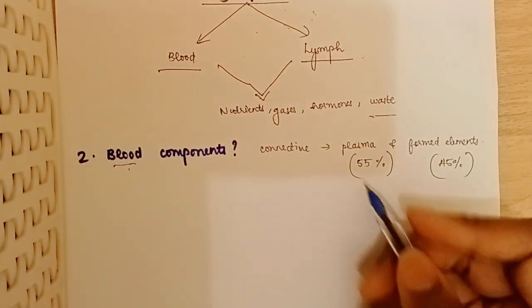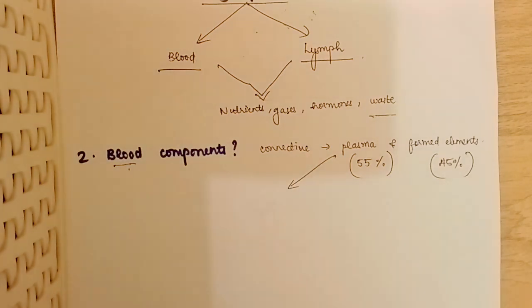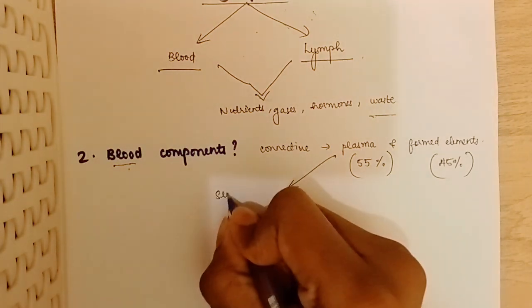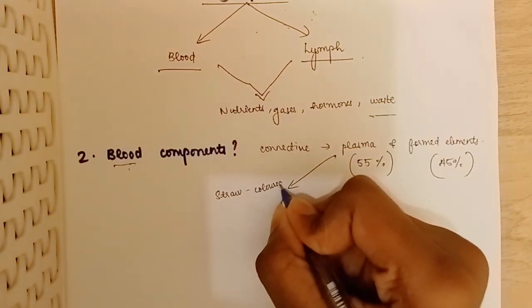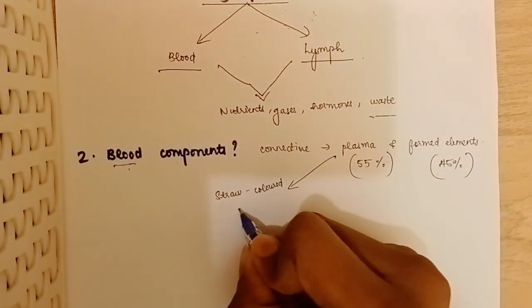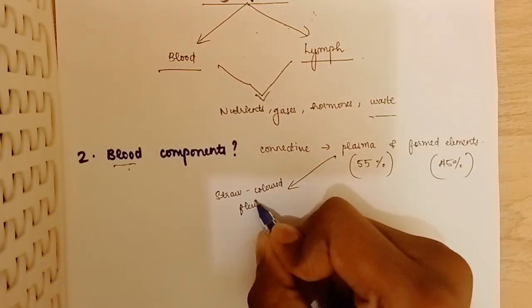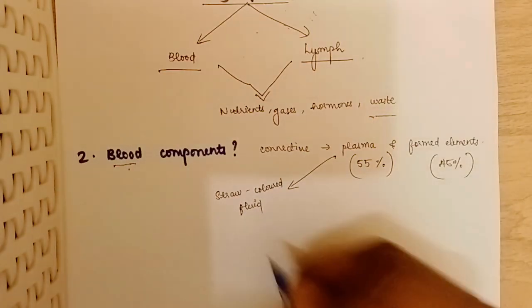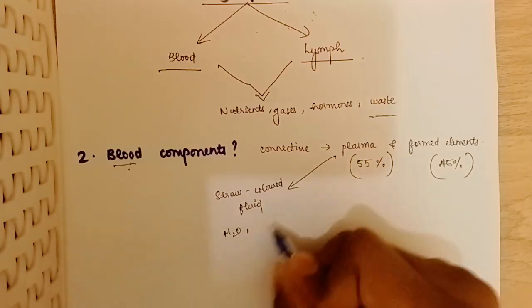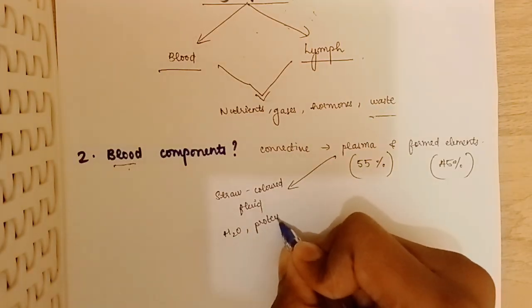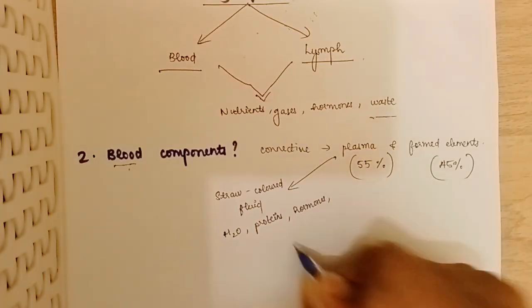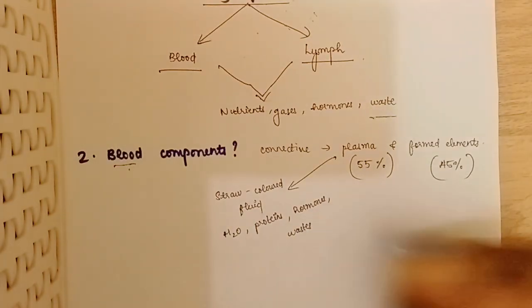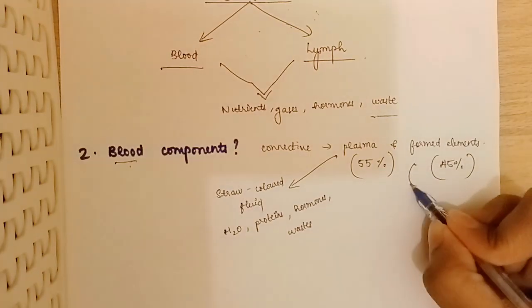So what is plasma? Plasma is a straw-colored fluid. Straw-colored means a palish yellow color. Straw-colored fluid. And it contains water, proteins, hormones and wastes.